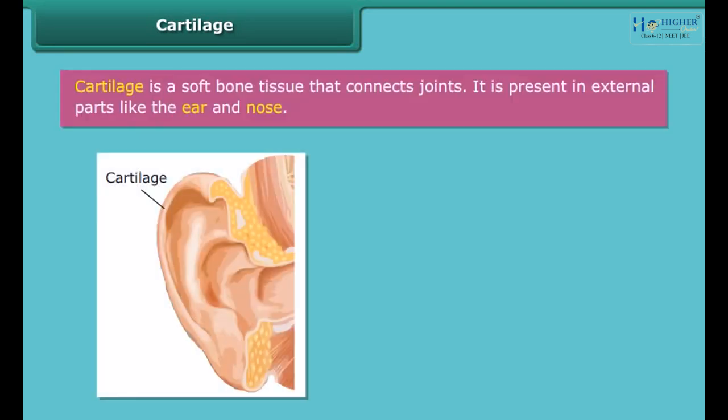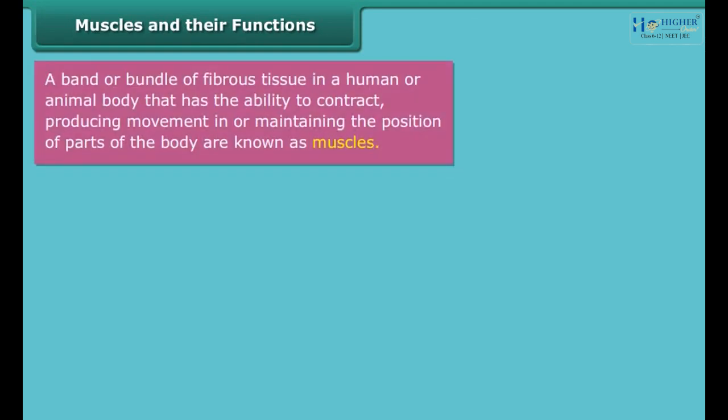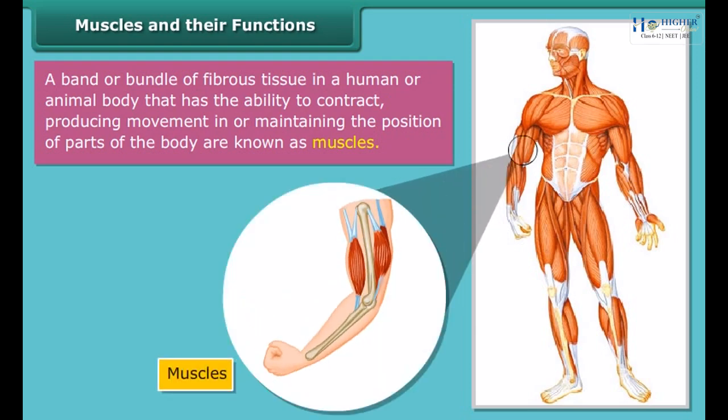Cartilage. Cartilage is a soft bone tissue that connects joints. It is present in external parts like the ear and nose. Muscles and their functions. A band or bundle of fibrous tissue in a human or animal body that has the ability to contract, producing movement in or maintaining the position of parts of the body, are known as muscles. The movement of the body is controlled by alternate contractions and relaxations of two sets of muscles.